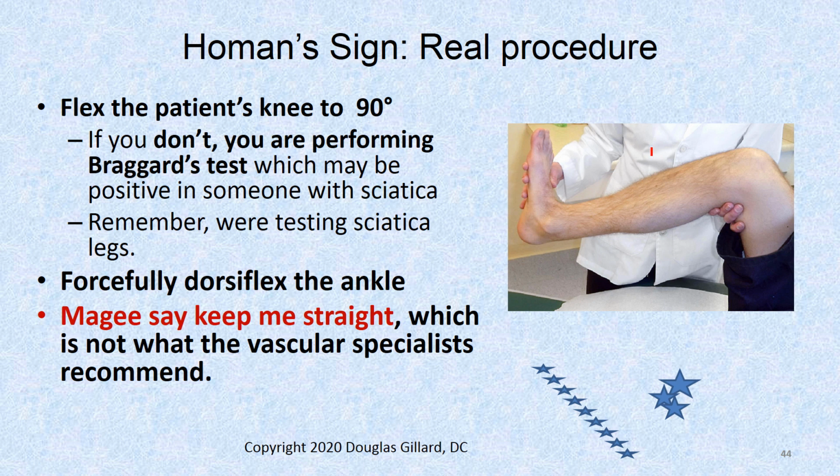The vascular specialists recommend doing Homans like this. You flex the knee to 90 degrees and then perform the test. That takes away any tight calves. Some people have tight calves. If you have sciatica in the leg, that takes away the false positive a Bragard's test may give you. I mean, that makes sense. But on medical boards, you have to check with whatever your source is. On chiropractic boards, this is not the way to do it. If you're really doing it for real, this is the way to do it.